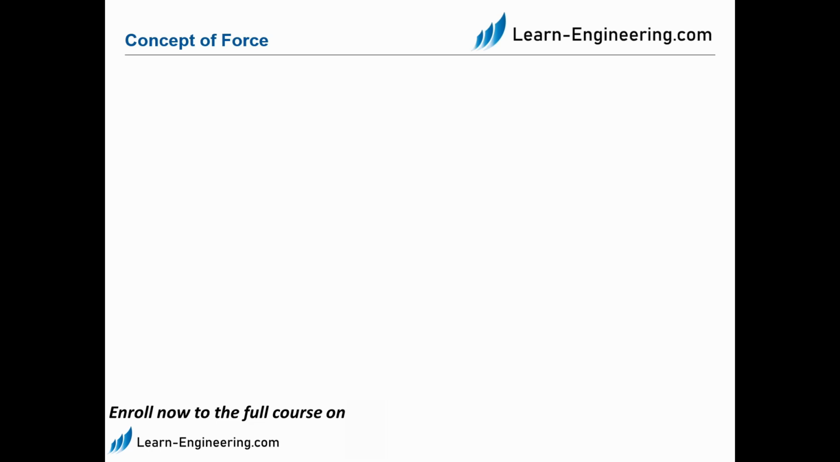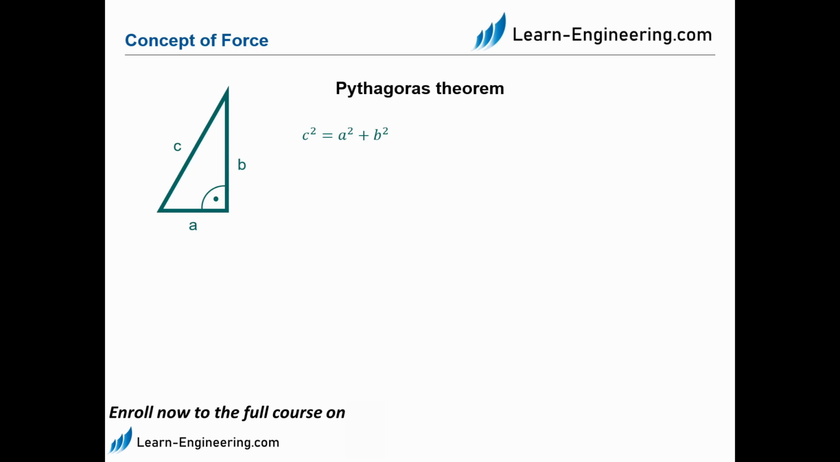For this purpose, we first consider a right-angled triangle. The angle between the sides a and b is 90 degrees. The side c is calculated by the formula c squared equals a squared plus b squared. This formula is also called the Pythagoras Theorem. If we now take the root of both sides, c is the root of a squared plus b squared.